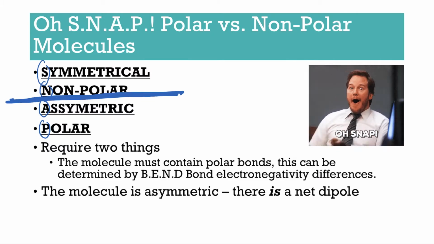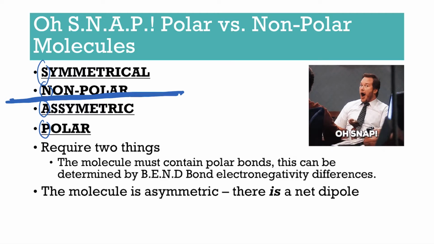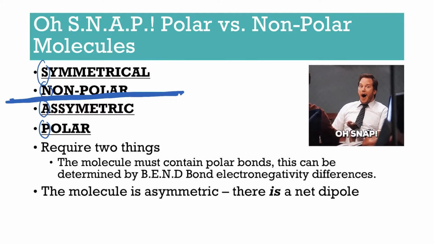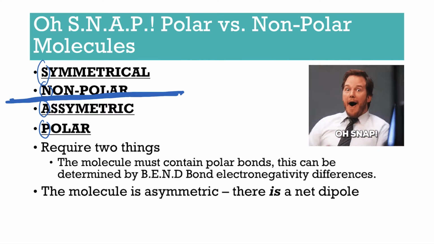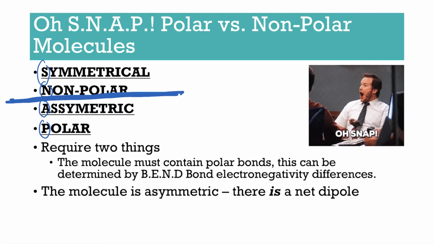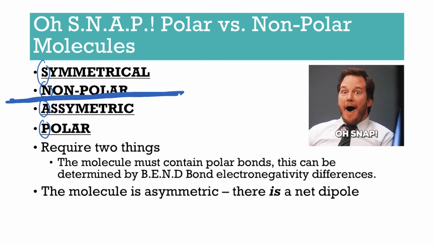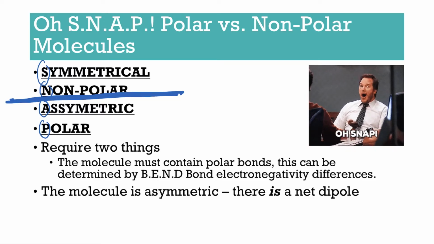So if a molecule is symmetrical, then the overall molecule is nonpolar. But if the molecule is asymmetrical, it is polar. So again, we're going to go over what that means and how to figure that out. Basically, if a molecule is asymmetric, there is a net dipole. And what that means is that one side of the compound has a stronger pull for the electrons.